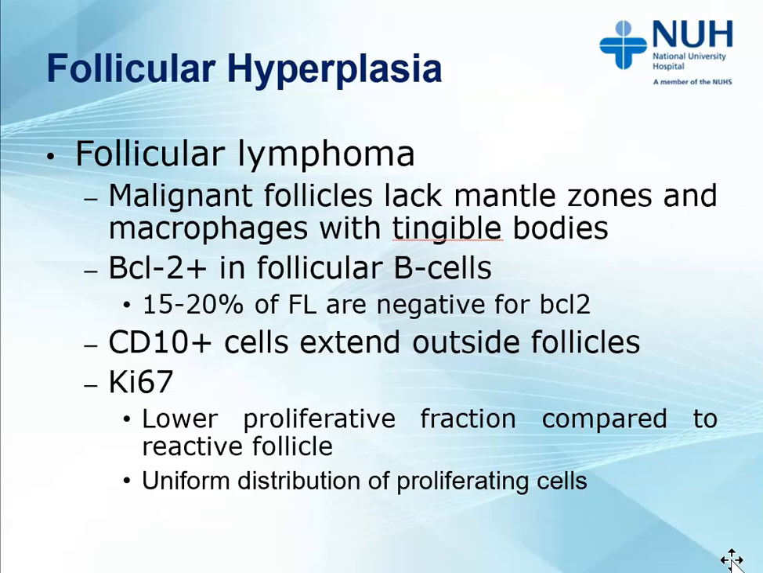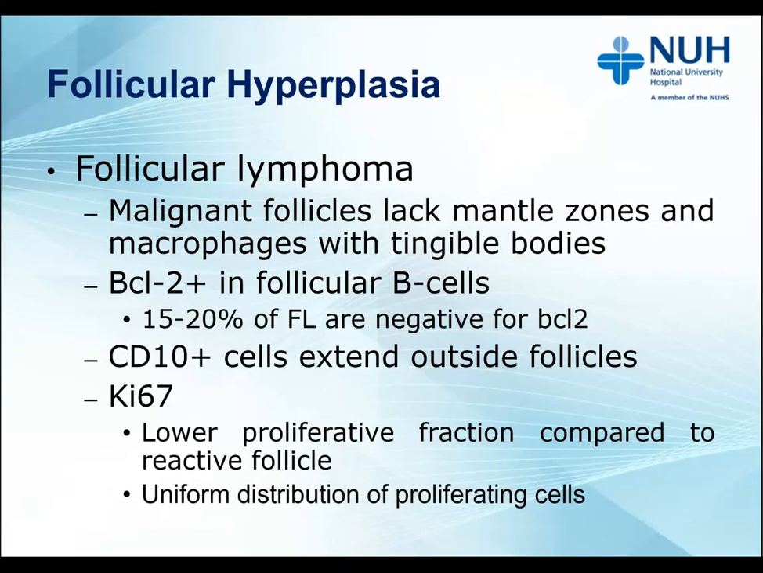The difference from follicular hyperplasia is that the mantle zones are thinned or attenuated in follicular lymphoma, and the germinal centers may lack macrophages containing apoptotic bodies. Most cases of follicular lymphoma possess the 14;18 translocation, resulting in overexpression of BCL2 in the germinal center B cells. Although 15 to 20% of follicular lymphomas stain negative for BCL2.